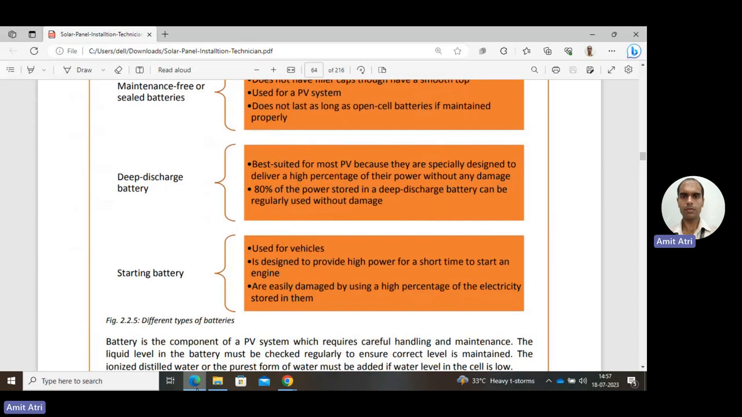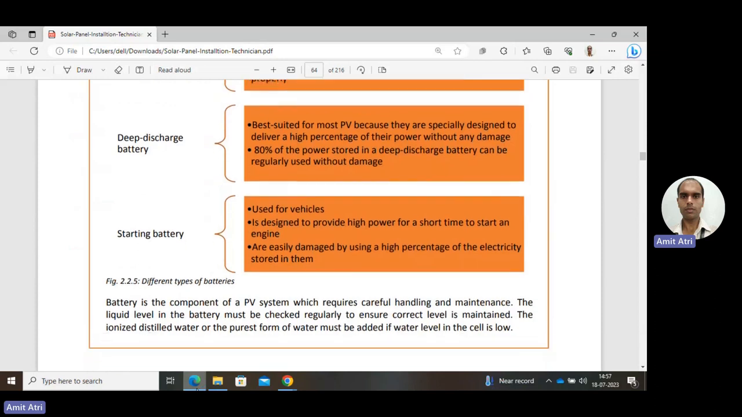And the last one is the starting battery. So we use it for vehicles, the starting of vehicles. It provides high power for a short time, like when we want to start an engine. Only during the starting, this battery will provide a high torque or high power. They're easily damaged by using a percentage of the electricity stored in them. So we cannot draw a large percent of the stored energy.